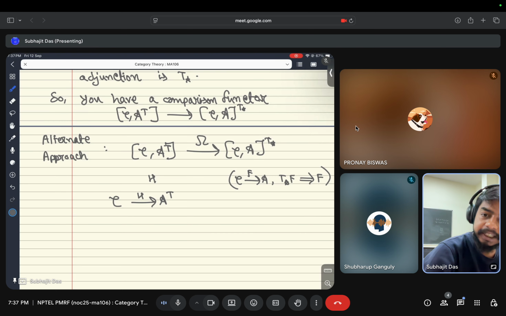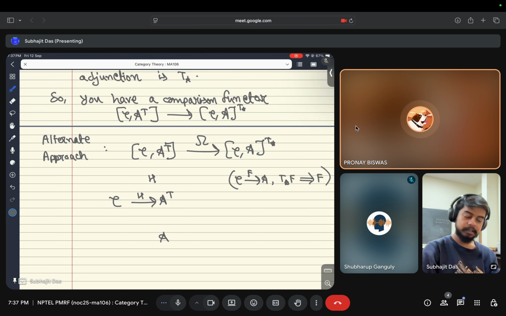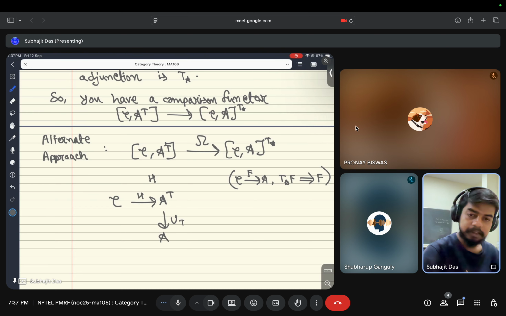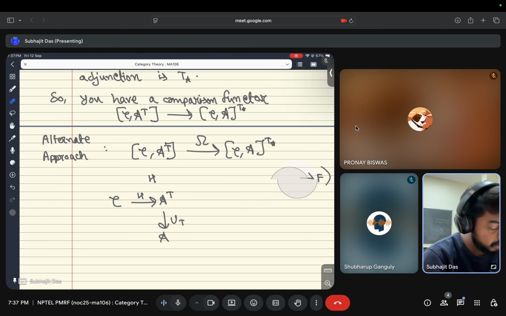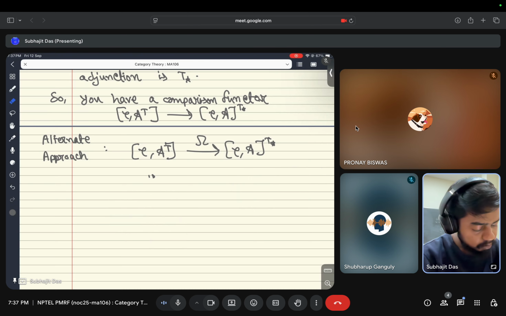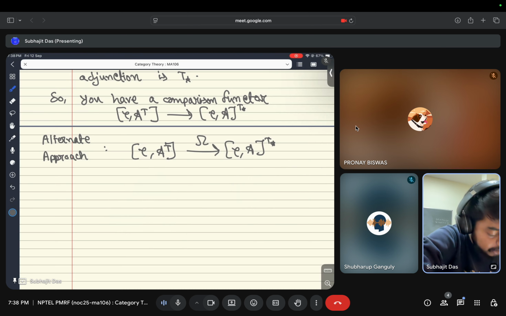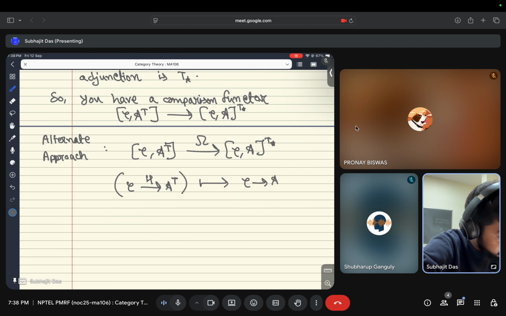So from C to A power T you have H. Do we have something from A power T to A? Yes, so we have something from C to A. Okay, so let's write this properly. This omega functor takes an object, which is a functor H from C to A power T, and sends this object to this C to A power T H.